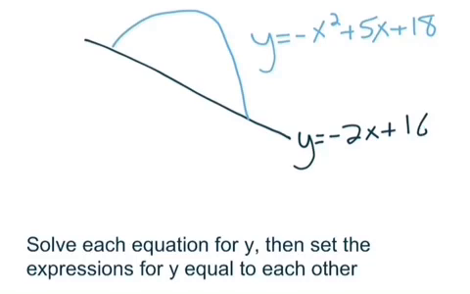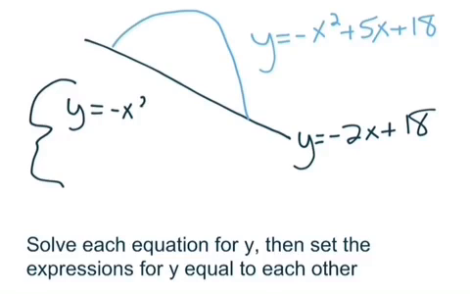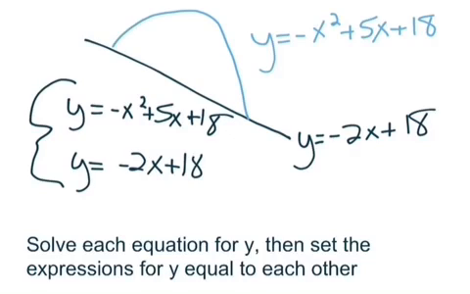2x plus 18. So we can consider this a system of equations, a linear quadratic, because one of them is quadratic, and one is linear. Remember, the way that we determine quadratic and linear is we look at the degrees. So we have a degree of 2 here and a degree of 1 here.